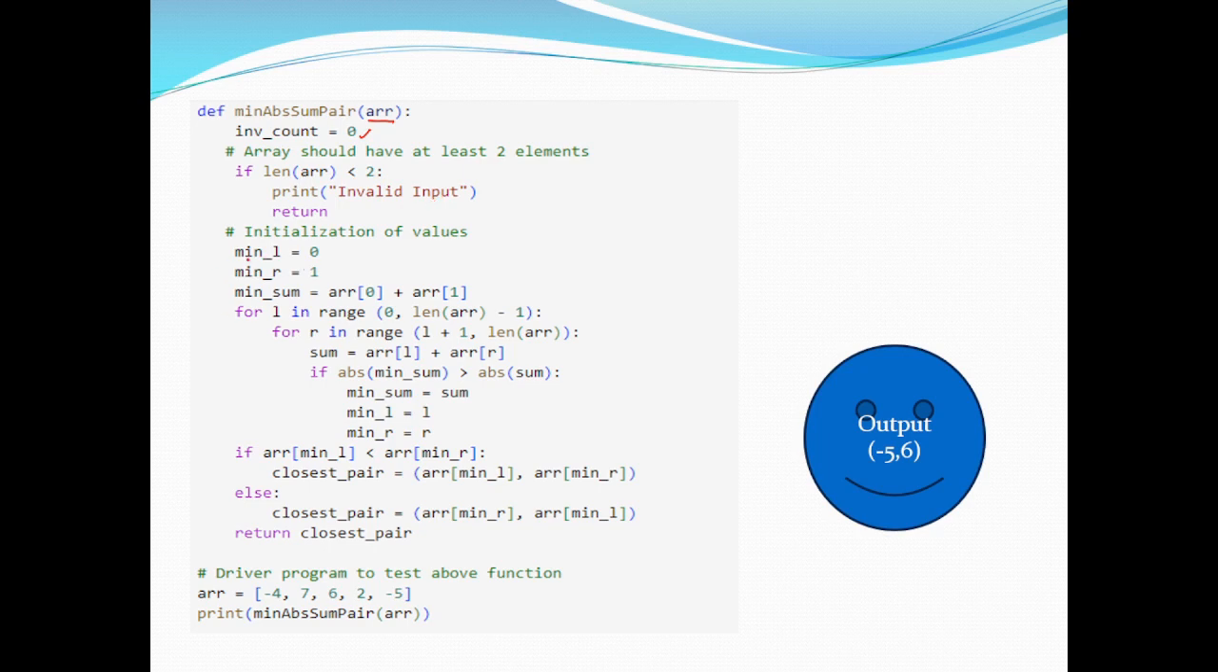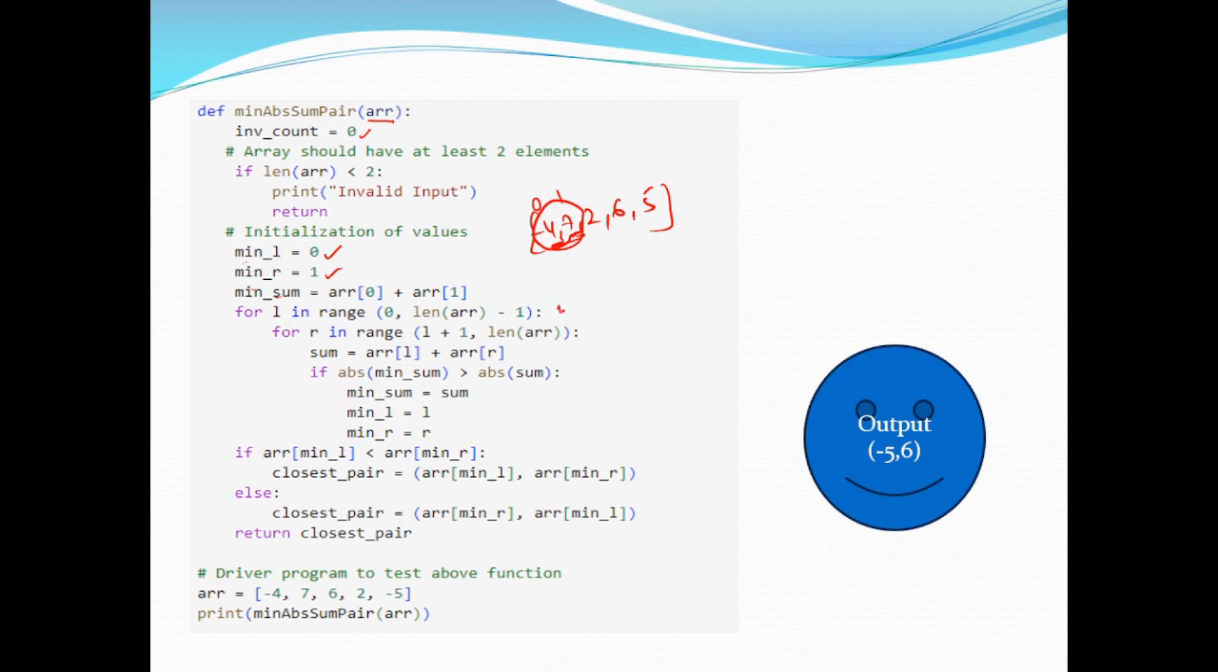First of all we will initialize that. I have already told you that we will start with the sum of the first two elements. So I have set minimum L as 0 and minimum R as 1, indexing 0 and 1. We will calculate the sum of the values at these places.